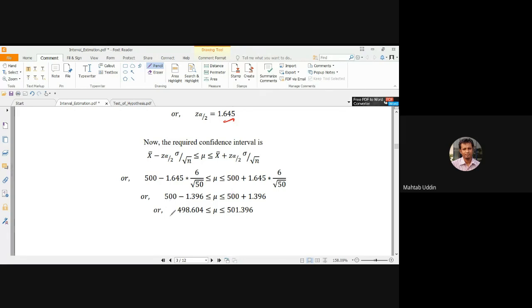You can find the tourist will consume within 498.6042 to 501.369 milliliter of juice. So you should manage this. Okay.